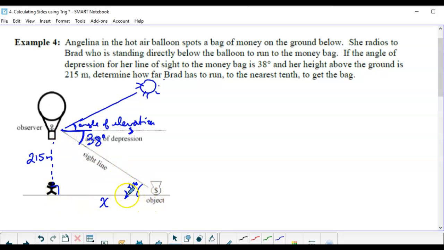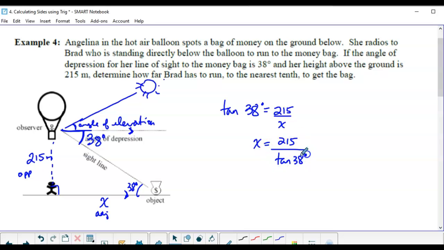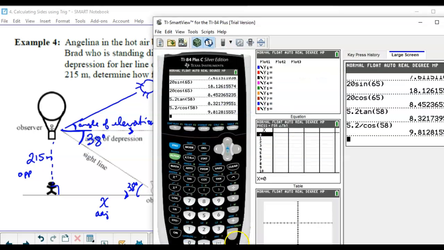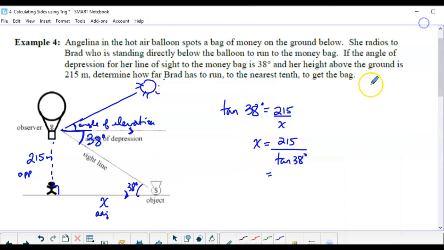We know this angle is 38. This opposite side is 215. This is adjacent. So we're going to use tan. So tan of 38 is 215 over x. So our unknown's in the denominator, so you want to divide. Okay, so 215 divided by tan of 38 is 275.2 meters.